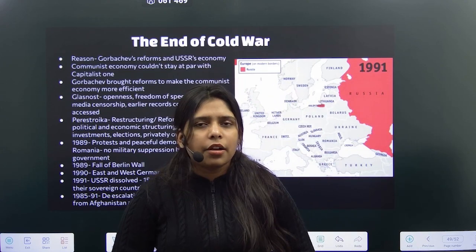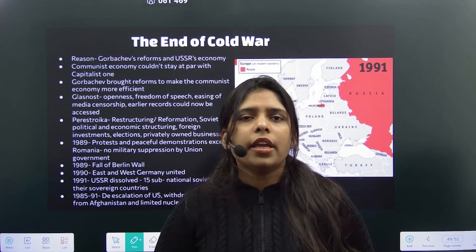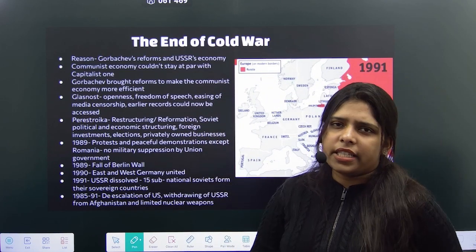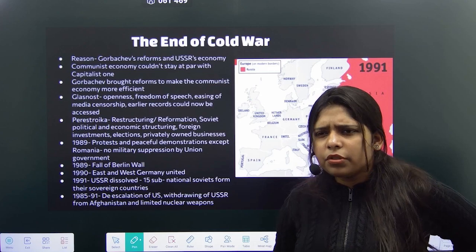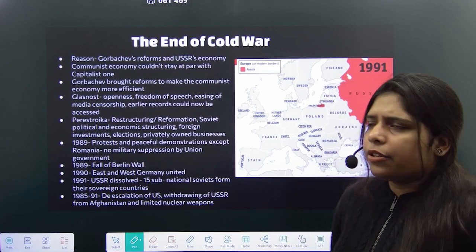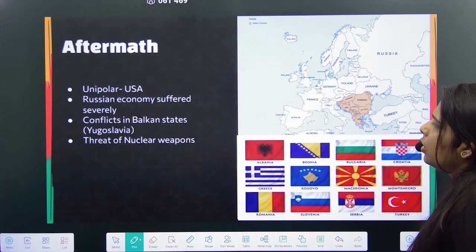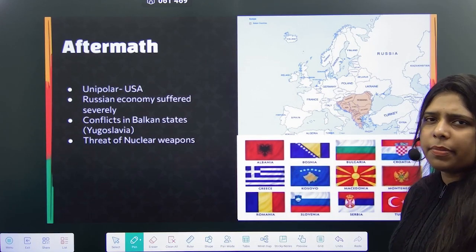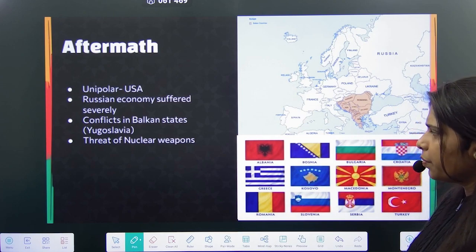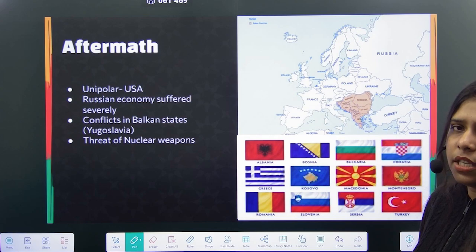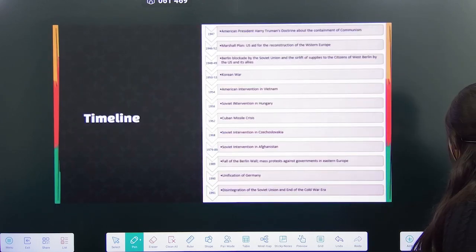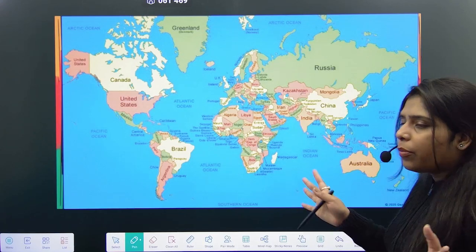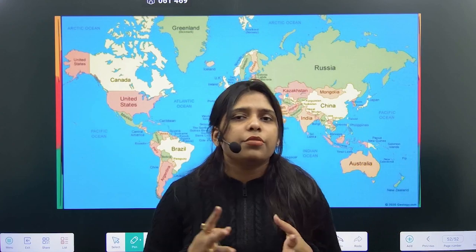Okay, basically, this is how the Cold War era went on. Okay, in your books, the situation is given only till 1975, that practically all the powers had lost reason to fight the war, but there were a few more events that happened after that, and that led to the end of the Cold War. Aftermath was pretty simple. The US became the sole power for a few years. Okay, the Russian economy suffered badly. There were conflicts in the Balkan states. A persistent threat of nuclear weapons was there. But then again, that's a later thing we don't need to discuss much. So that was pretty much it about the Cold War when it comes to the syllabus of ISC.